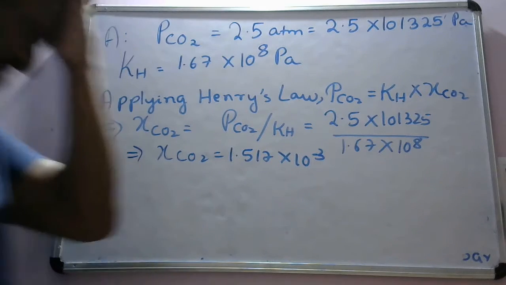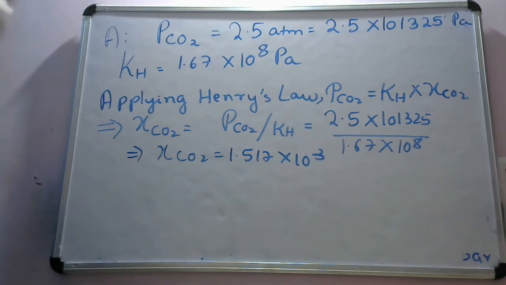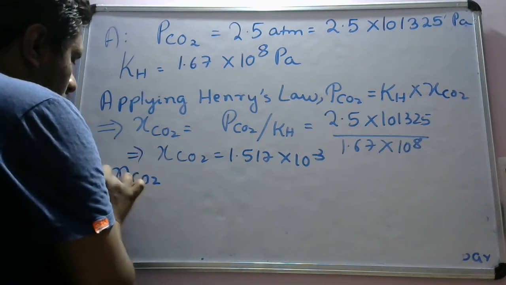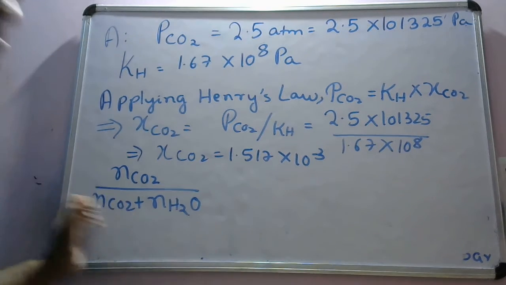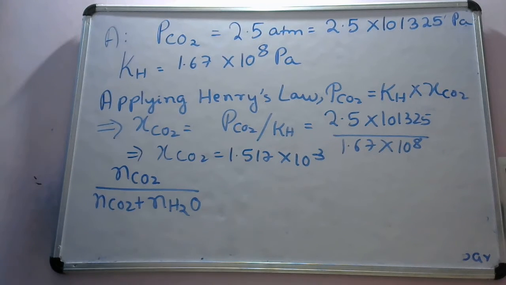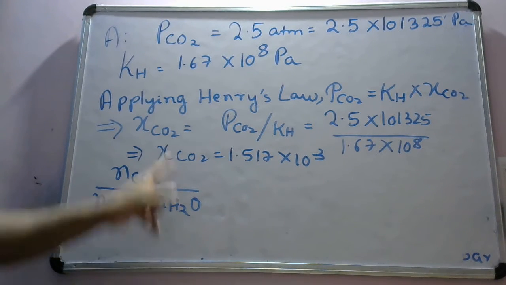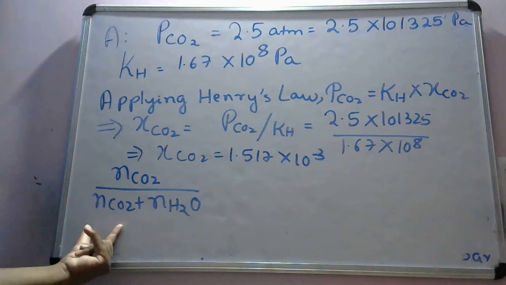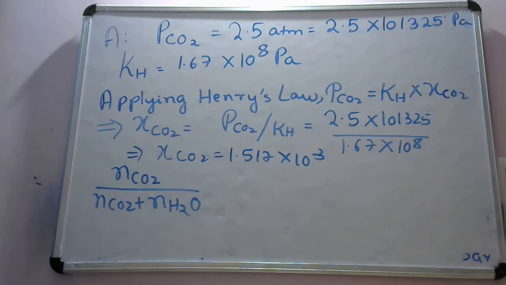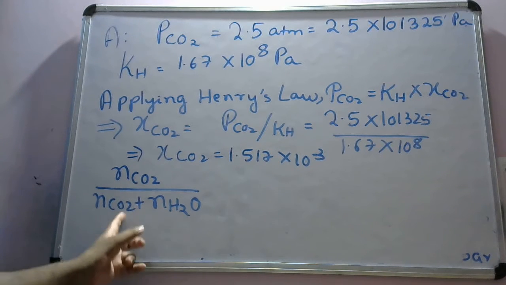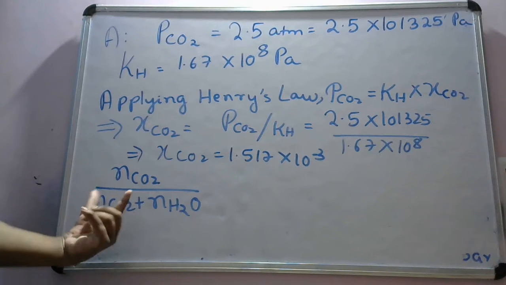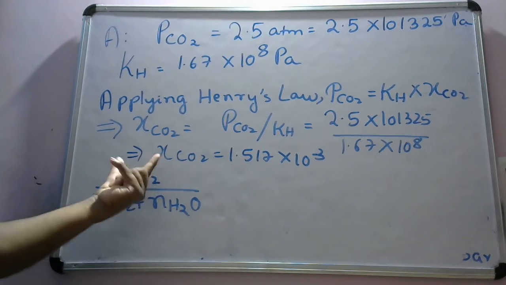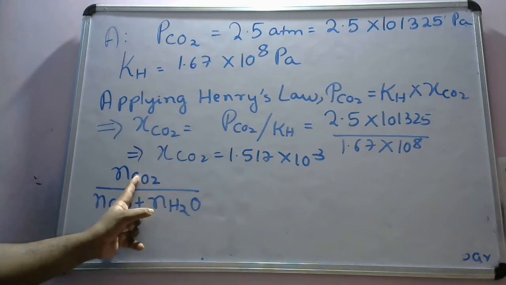The mole fraction. Now what do we know about mole fraction is number of moles of CO2 by number of moles of CO2 plus number of moles of water, because CO2 is dissolved in water. So there are two components. Whichever mole fraction you have to find, its number of moles will be in the numerator divided by the sum of moles of all the components. So the soda water contains CO2 and water, so the sum of moles of CO2 and water is in the denominator, and as we have to find the mole fraction of CO2, its number of moles will be in the numerator.